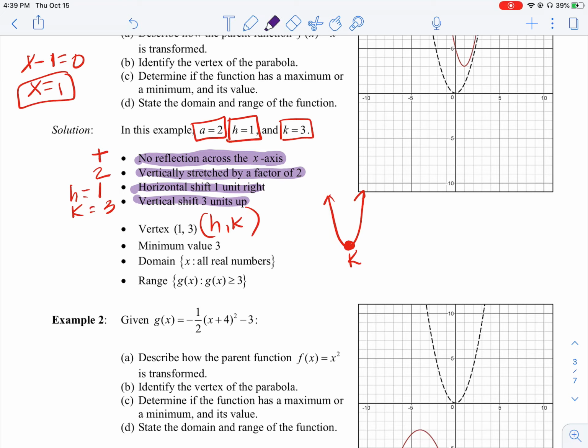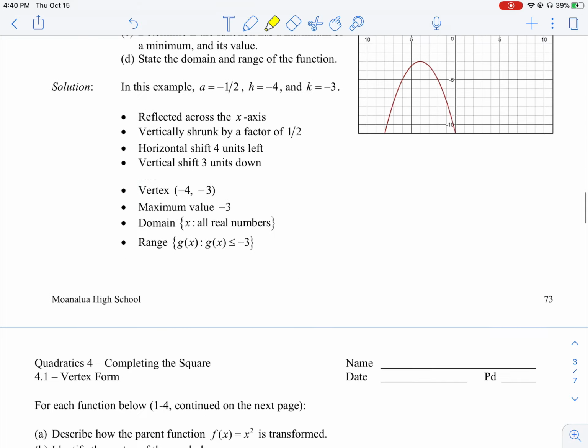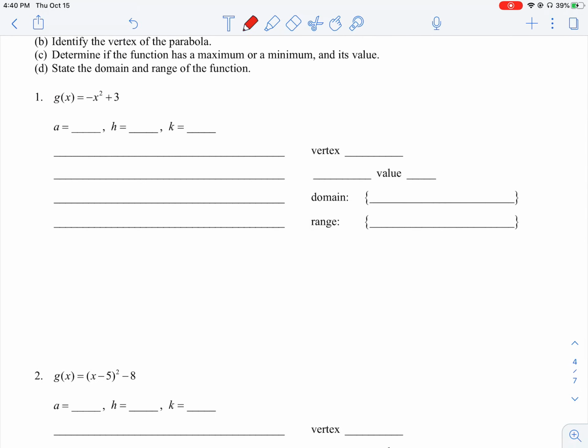My domain is always all real numbers. My range is, because I said that my minimum value is 3, all the range of this graph is going to be from 3 and above. And that is the reason why I have g of x is greater than or equal to 3. Okay, let's jump to number 1 example.